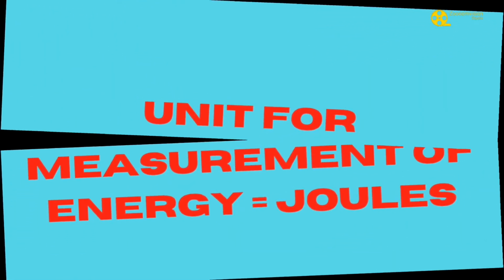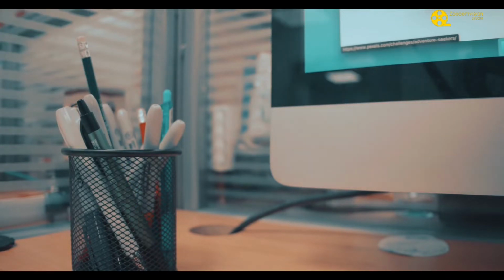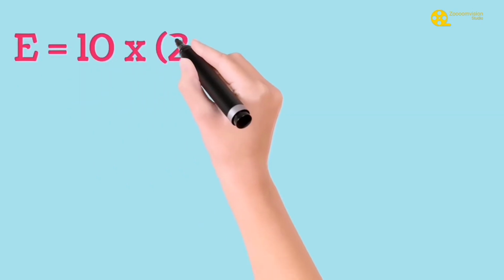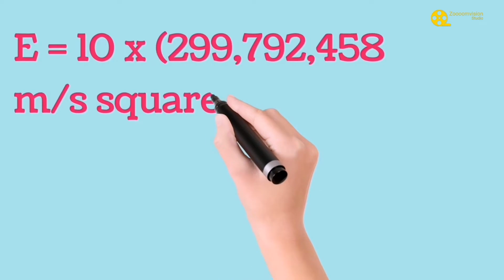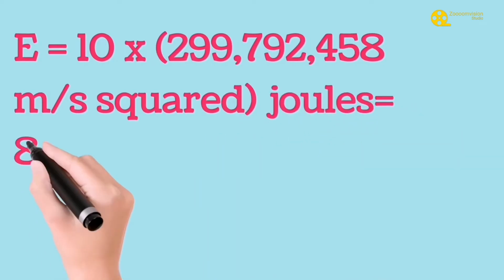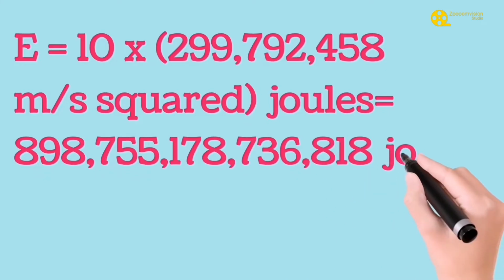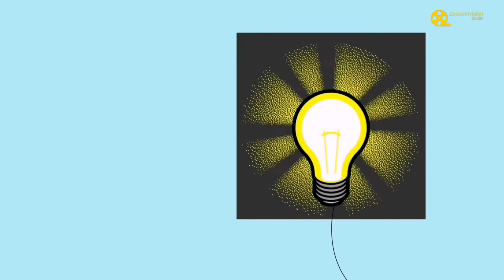Energy is measured in joules. Let's try to understand the equation with the help of an example. Let's take a pencil and see how much energy it really has. Assume it has a mass of 10 grams. When we put this figure in the equation, the result turns out to be in trillions of joules. And how much is this energy? This energy is sufficient to light a 100 watt bulb for around 300,000 years.